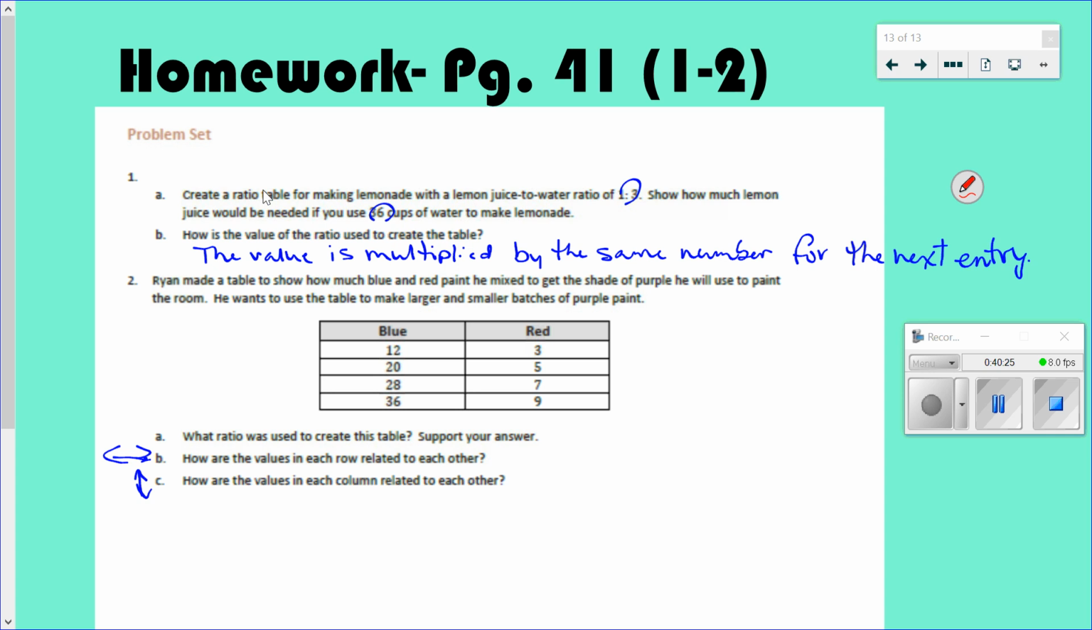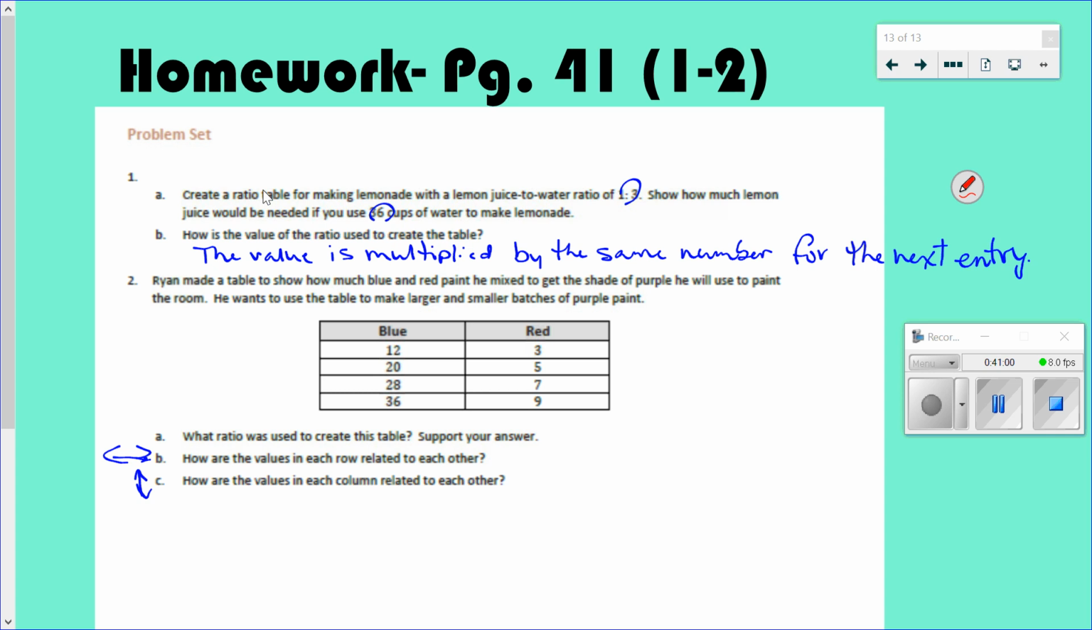2, part A. What ratio was used to create the table? Support your answer. In other words, show your initial value, write that as a ratio, and show us simplifying it. That's going to be your work on that one. Part B, how are the values in each row related? Rows go left and right, guys. So it's saying, how do I go 12 to 3, 20 to 5? What's that relationship in here? Then the final one is, how are the values in each column related? In other words, as I'm going down, because columns go up and down, what's the change as I'm going down? So find those values.